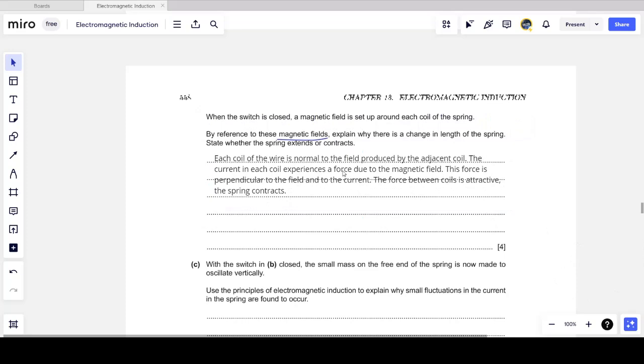Each coil of the wire is normal to the field produced by the adjacent coil, and the current in each coil experiences a force due to the magnetic field. The force is perpendicular to the field and to the current, and so must lie along the axis of the spring, and so the force between the coils is attractive and the spring contracts.